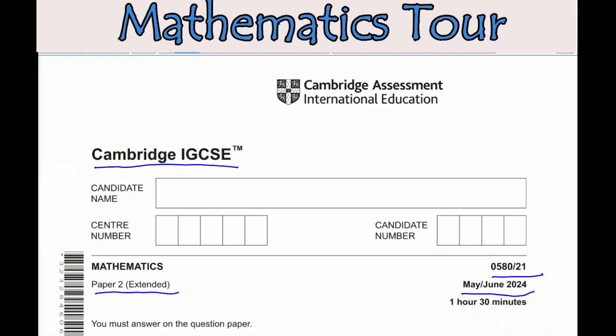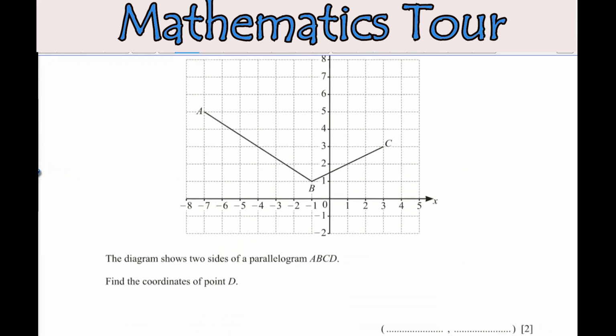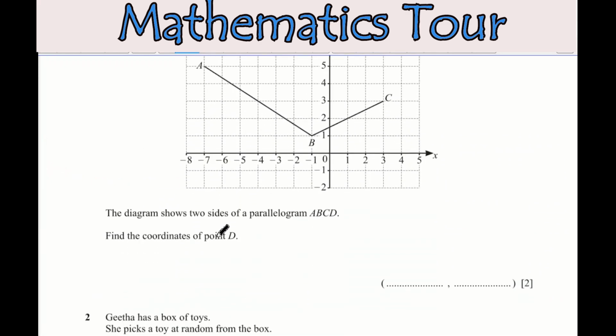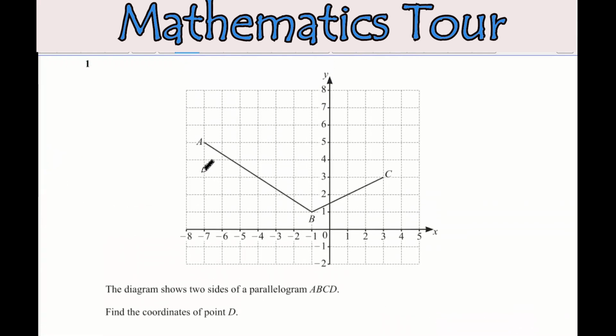Let's jump into the first question. Question 1. The diagram shows two sides of a parallelogram ABCD. Find the coordinates of point D. If you look at the diagram very well, you already have one side here, another side here, so we need to draw the corresponding parallel sides for each of these two given sides.